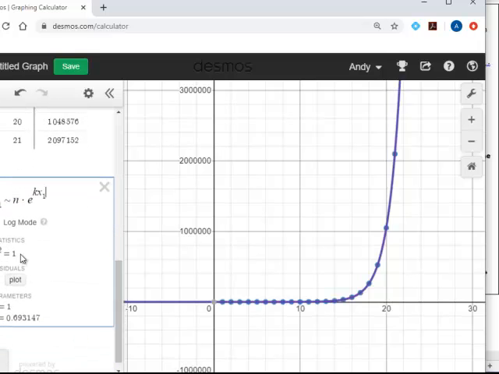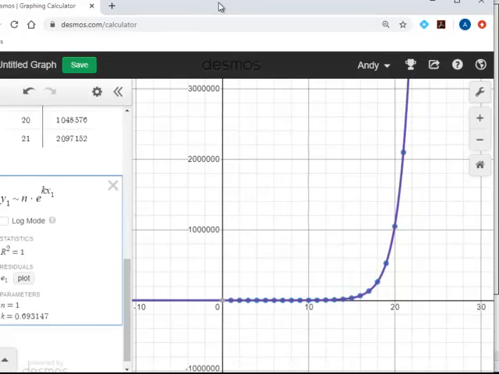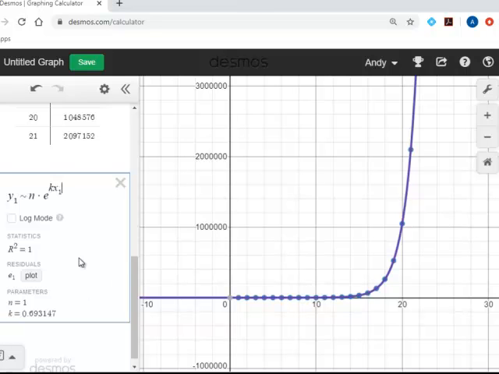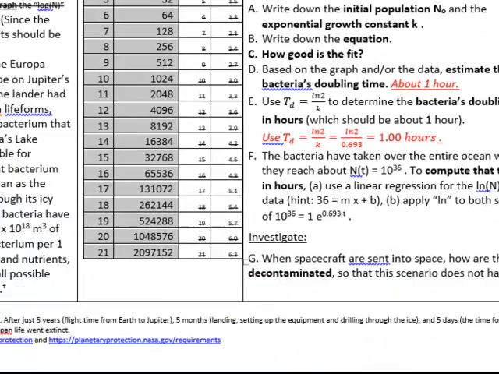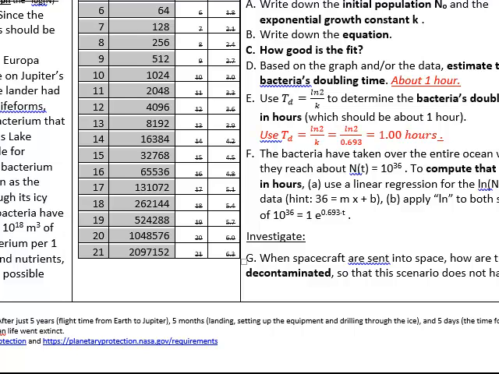And the r squared equals 1 means that the fit is perfect, and you can see that on the curve here as well. That makes sense. I should push this a little bit over. There we go. So r squared equals 1, and the fit is perfect here, which makes sense because I gave you perfect data. The initial population is 1, and the constant k, which is the growth constant, is 0.693. And I actually gave quite a bit of stuff away here for this one already.